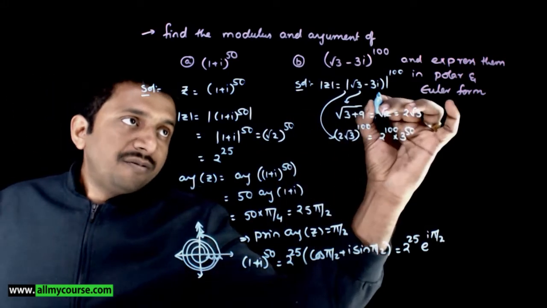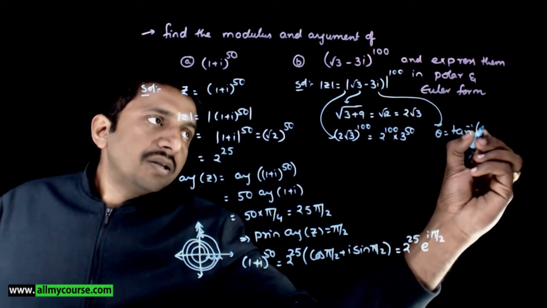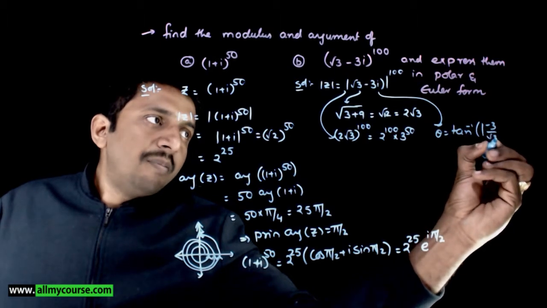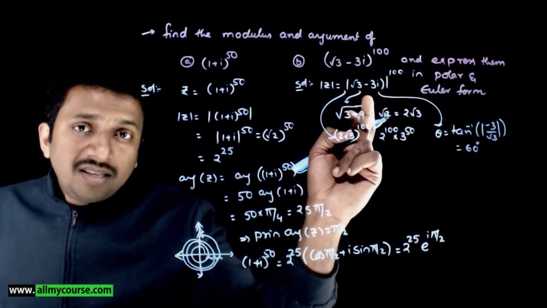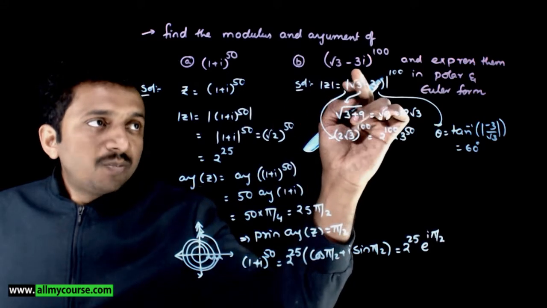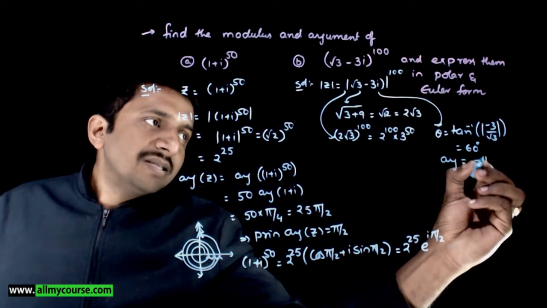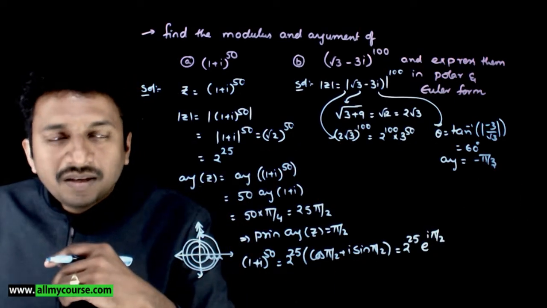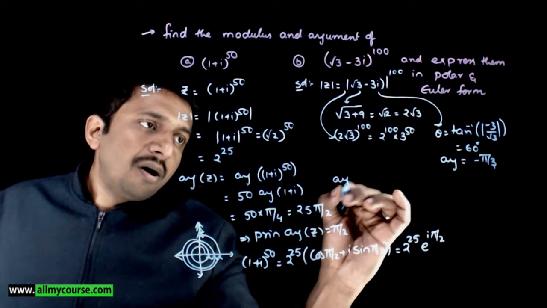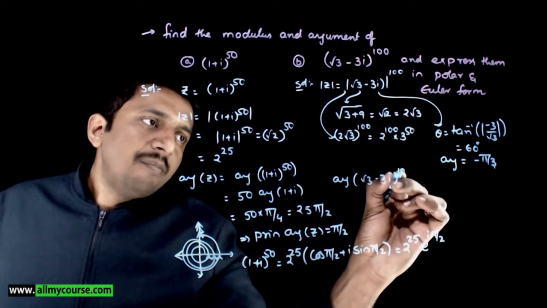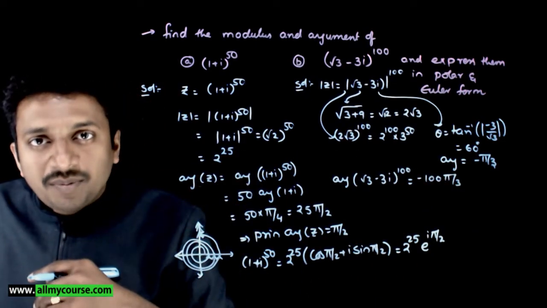So the modulus of this complex number is 2 power 100 times 3 power 50. Now let us find the argument of this complex number. To find the argument, theta is equal to tan inverse of modulus of minus 3 by root 3. That is tan inverse of root 3, which becomes 60 degrees. And this complex number belongs to the fourth quadrant. X is positive, Y is negative. Hence, the argument becomes minus pi by 3, minus 60 degrees. So the argument of root 3 minus 3i is minus 60 degrees. So argument of (root 3 minus 3i) power 100 is equal to 100 times minus pi by 3.